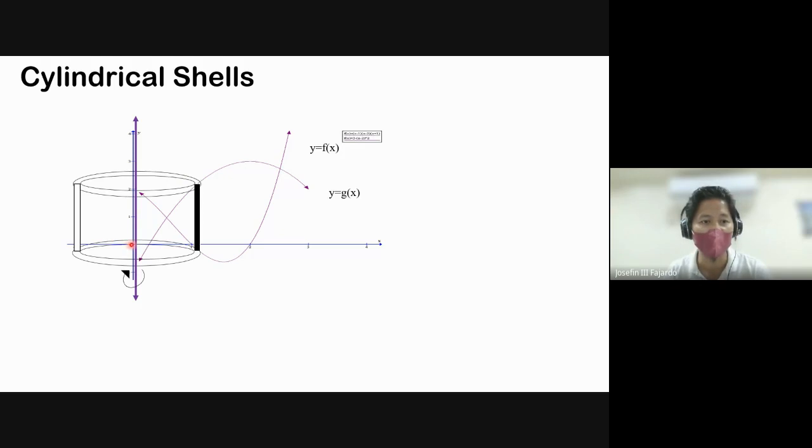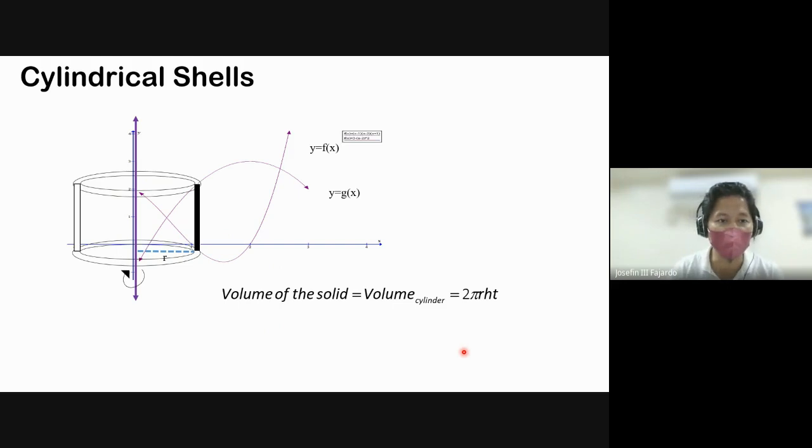Okay? And how am I going to get the volume of this cylindrical shell? So we will be using this radius here. Let's call it small r. The volume of this will be given by the volume of the cylinder. So we have 2 pi r h t. Why 2 pi r h t? We are finding the volume of a cylindrical shell, not a cylinder.